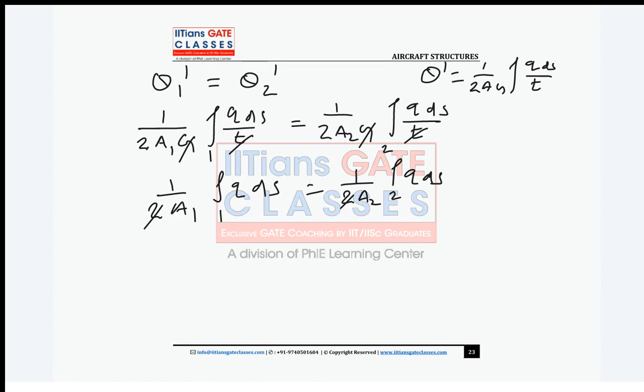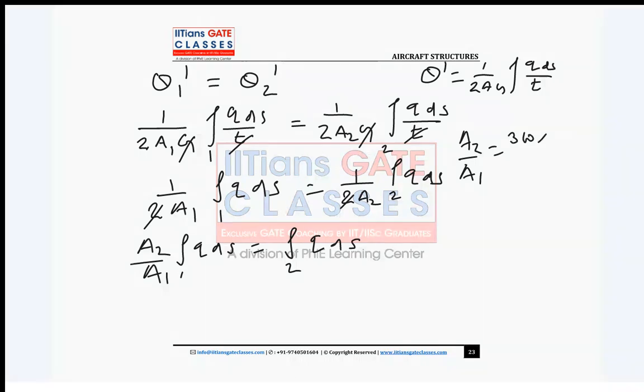So a2 by a1 is integration q ds for 2 over integration q ds for 1. Now we know what a2 by a1 is. It is 300 into 300 divided by 200 into 300. So from here it is 1.5. Am I correct? So you guys can write 1.5.